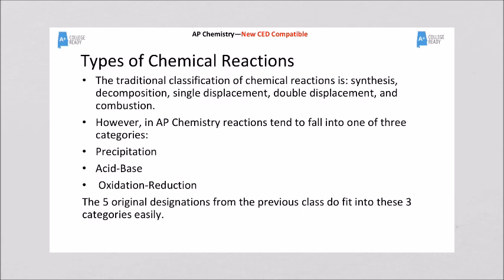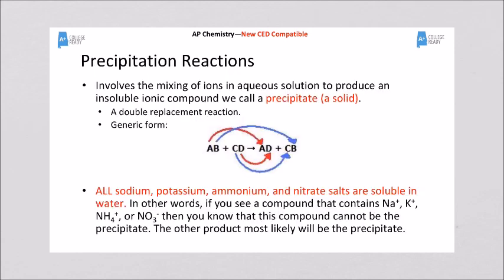In AP chemistry, though, we can regroup these into 3 other categories, and really all of those 5 original designations do organize well into the following: precipitation, acid base, and oxidation reduction. So this PowerPoint is going to focus only on precipitation and acid base reactions.